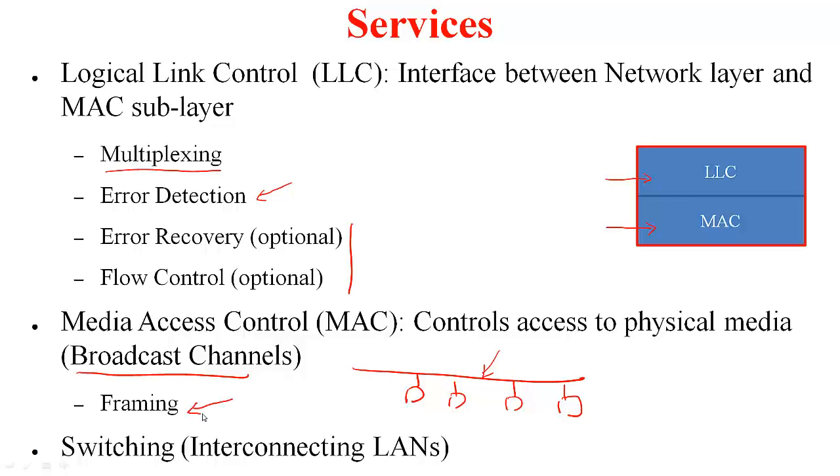So framing is a functionality which at times is implemented as part of the MAC, at times as part of the LLC. It doesn't really matter where it is implemented. We are anyway going to look at framing in detail as part of this video. Another functionality that is implemented at the link layer is switching. Basically, this permits interconnection of local area networks.